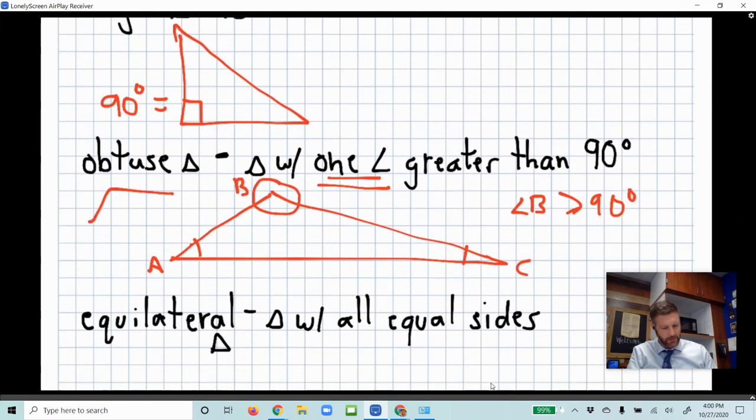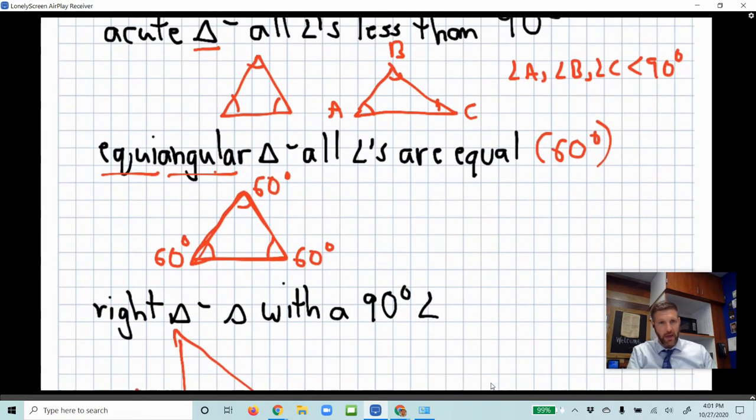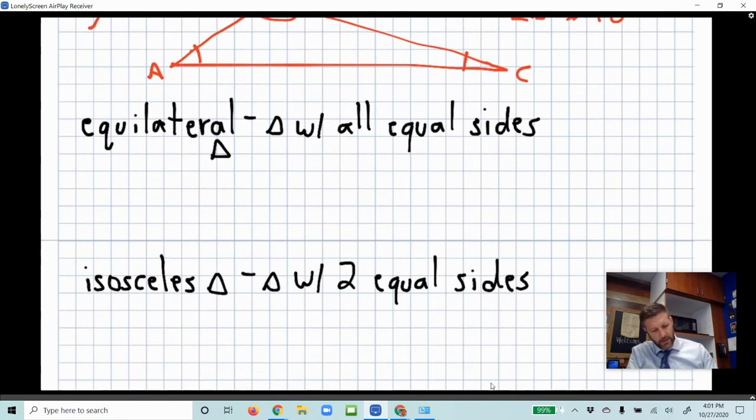Then we have equilateral. So we have equiangular here. That's where all the angles are equal. Here we have all the laterals being equal, i.e. the sides. Your muscles here, these are your lats. They're your sides, okay? And then they are equal. So this is a triangle that looks like the equiangular, but in this case, all the sides are congruent.